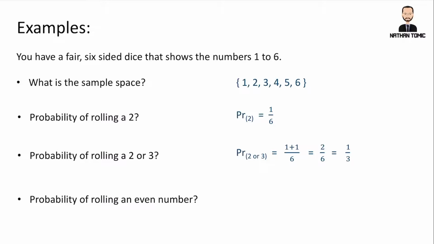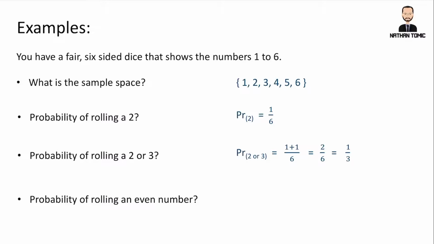Now the probability of rolling an even number. So this one, again, same process. We just have to realize what is an even number. So again, if we look at our sample space, the number 2 is an even number, the number 4 is an even number, and the number 6 is an even number. So there are 3 even numbers out of the total possibility of 6.